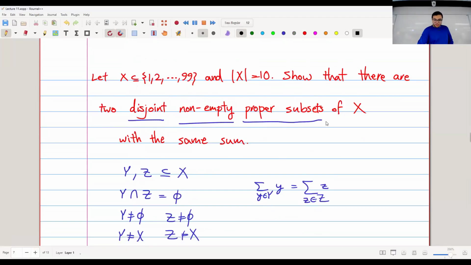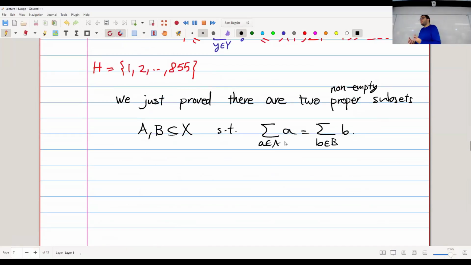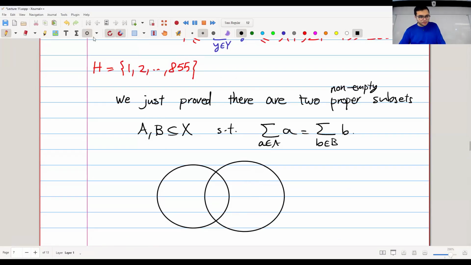So I have found two subsets that have the same sum, but maybe they're not disjoint. So how do I make them disjoint? Exactly. So I have these two sets. Let's say, again, this is A, this is B, and the sum of the elements in A is the same as the sum of the elements in B. But my problem is that they have some intersection. Let's remove the intersection from both A and B.